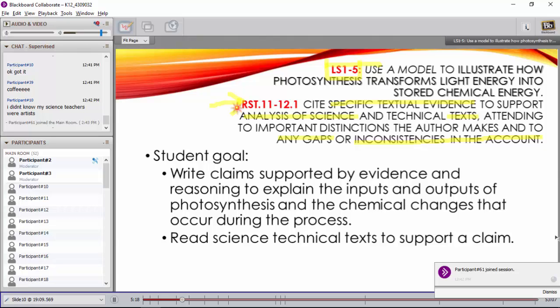Okay? So basic writing for you guys. We're going to write claims supported by evidence and reasoning to explain the inputs and outputs of photosynthesis, the chemical changes that occur during the process, as well as reading science technical text in order to support a claim. Okay, I know it's a lot, but it's a lot of writing, and it's just one of the things you got to learn how to do by the time you graduate.